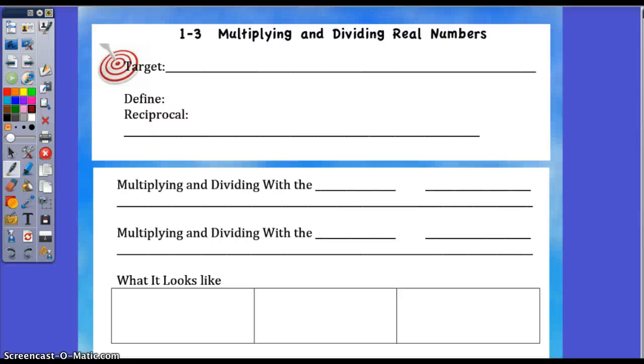We are going to multiply and divide real numbers. So for today's target, it is I can multiply and divide real numbers.